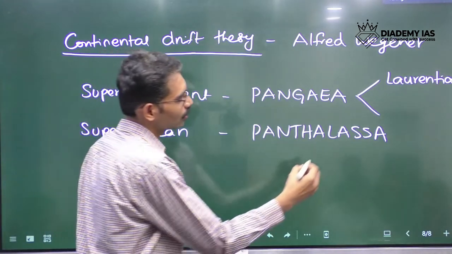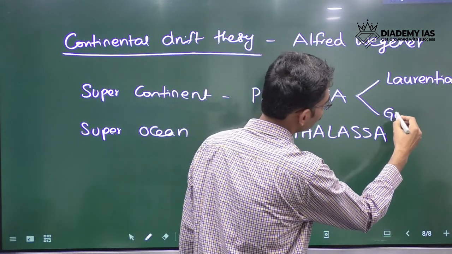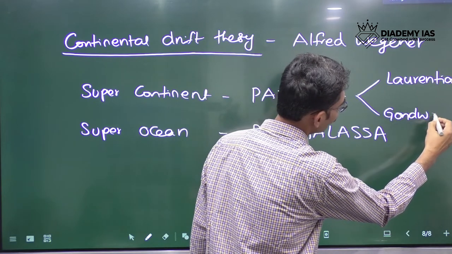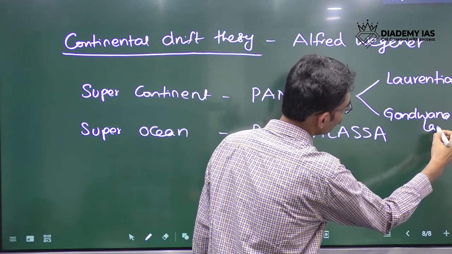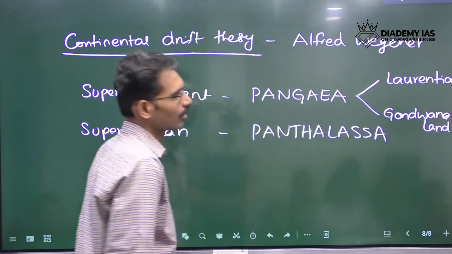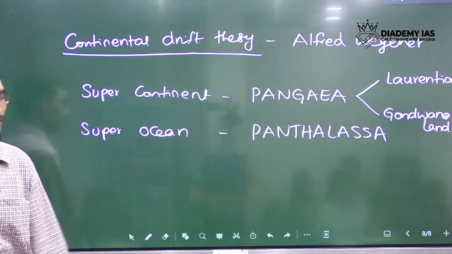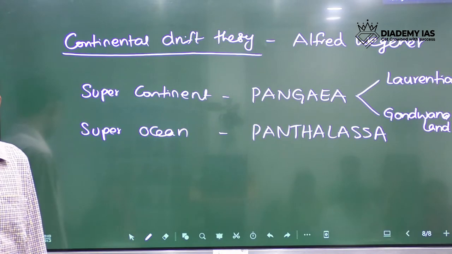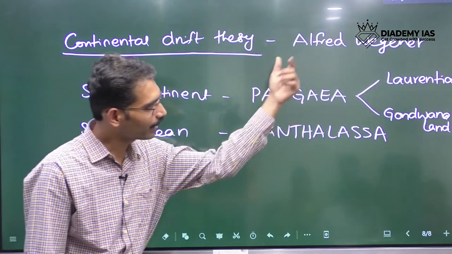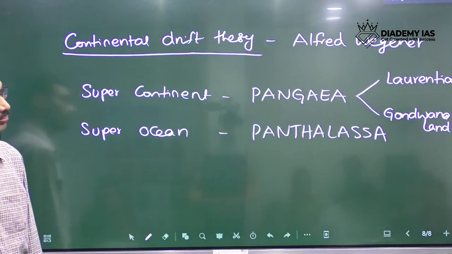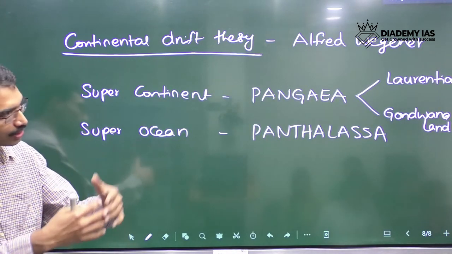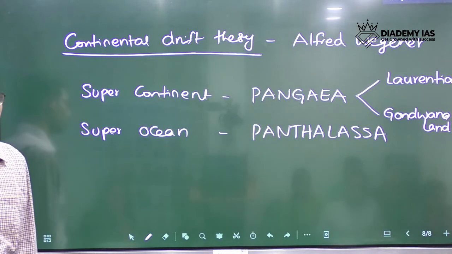Another one is Gondwana land. Laurentia, also called Laurasia. Different spellings are there, same thing. Pangaea became Laurentia and Gondwana. And again, that Laurentia and Gondwana further split into many pieces.